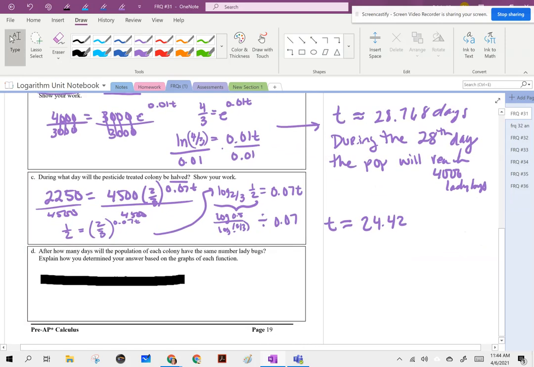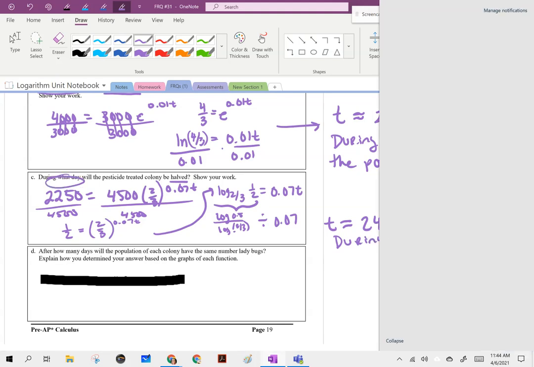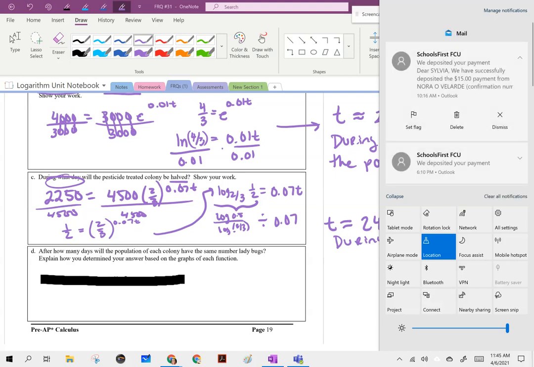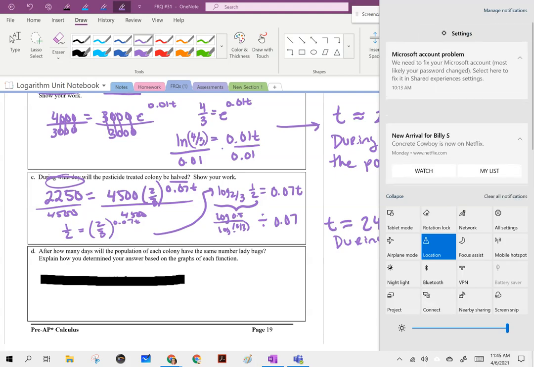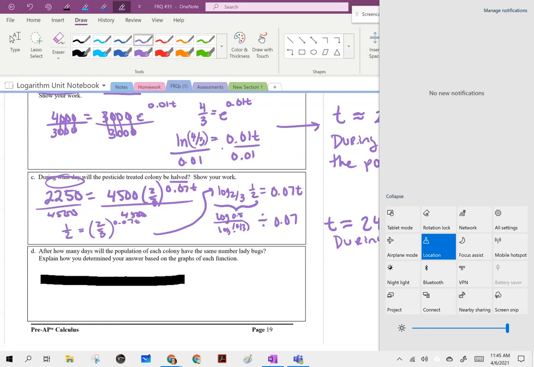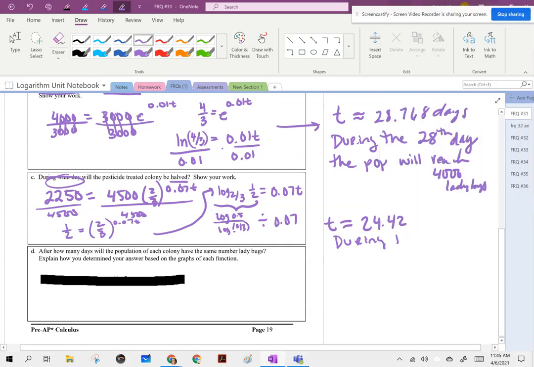So during the 24th day, right? Because it does say during what day? During the 24th day, the population will be halved.